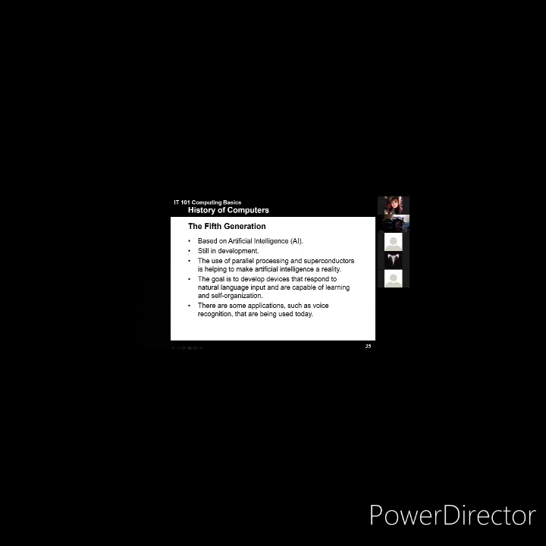The use of parallel processing and superconductors is helping to make AI a reality. No, the goal is to develop devices that respond to natural language input and are capable of learning and self-organization. So meron na po tayong voice recognitions, no? At yung ating mga biometrics ng ating mga I/O devices, nag-i-increase na rin. And that's the end of lesson number 2.